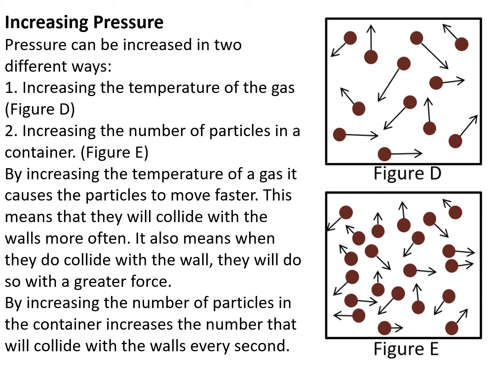By increasing the temperature of a gas, it causes the particles to move faster. This means that they will collide with the walls more often. It also means when they do collide with the wall, they will do so with a greater force. By increasing the number of particles in the container, it increases the number that will collide with the walls every second.